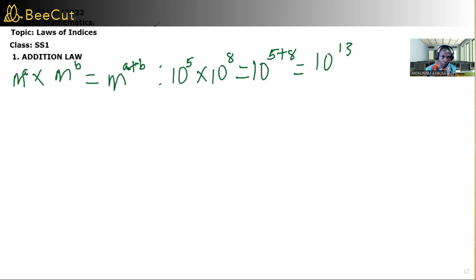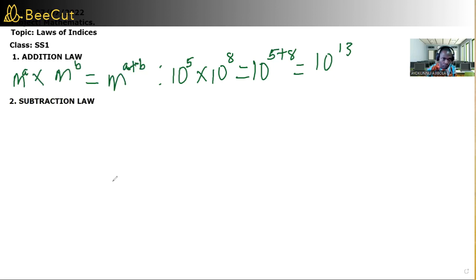You can put that down. I will move to the second law. Number 2, we have the subtraction law. So when I said addition law, I meant addition of powers. And when I'm saying subtraction law, I mean subtraction of powers.